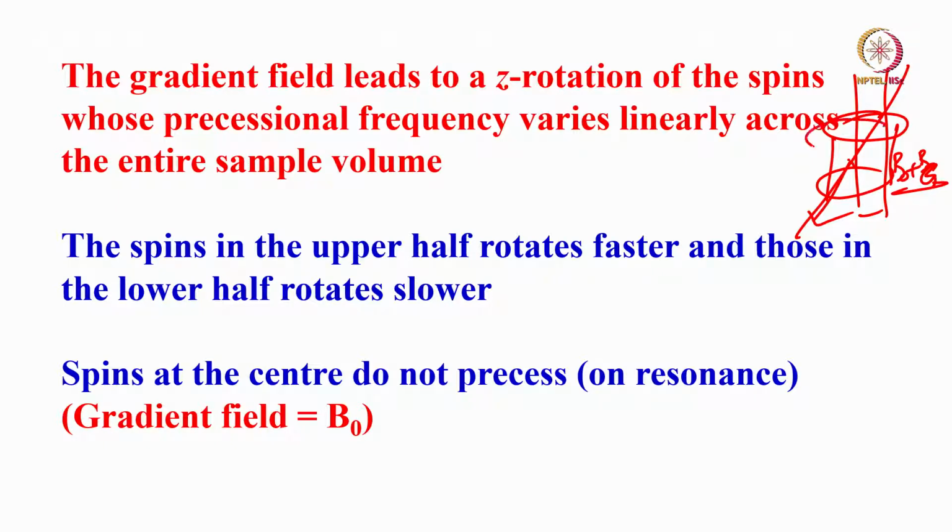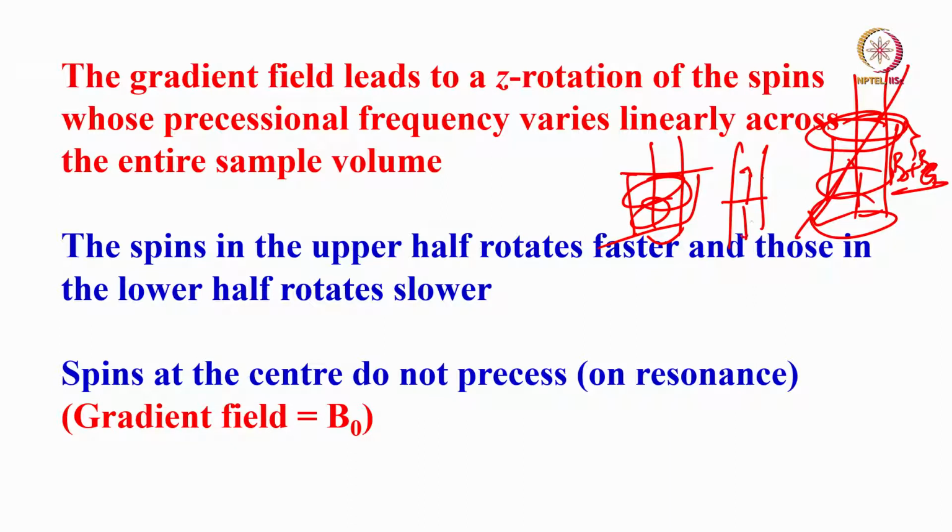And here, B naught plus the additional magnetic field because of the gradient is added up; here it is subtracted. As a consequence, spins in the upper half of the sample rotate faster than the spins in the lower half. Please remember, I have the sample tube here, and this is the coil, and of course I have a gradient coil added here, and I take this one as the center. All the spins above the center rotate faster, and the ones below rotate slower.